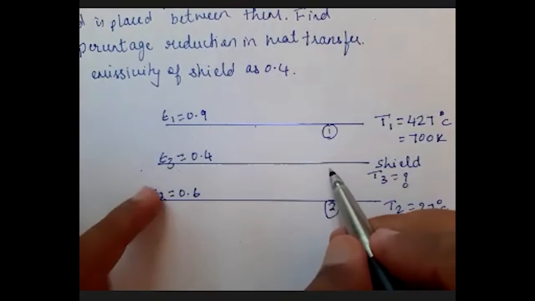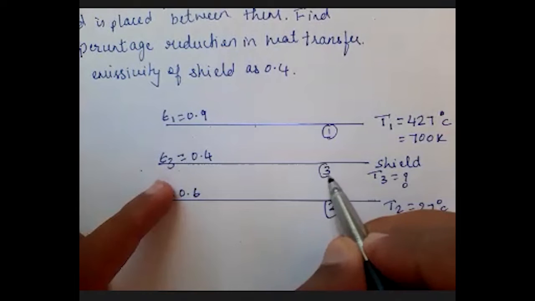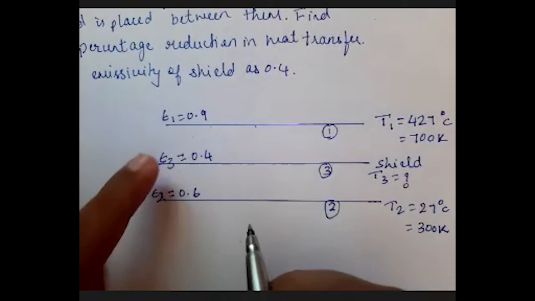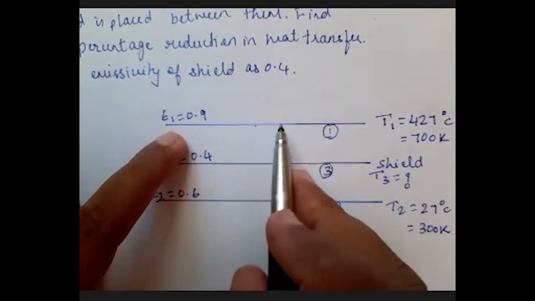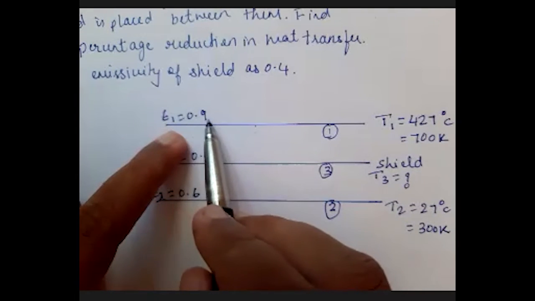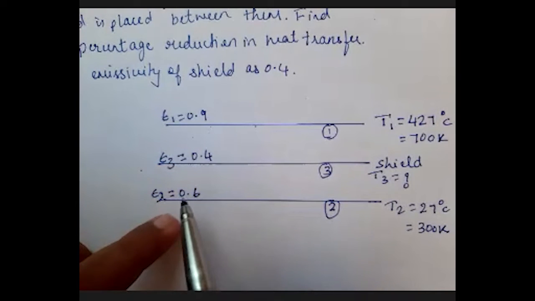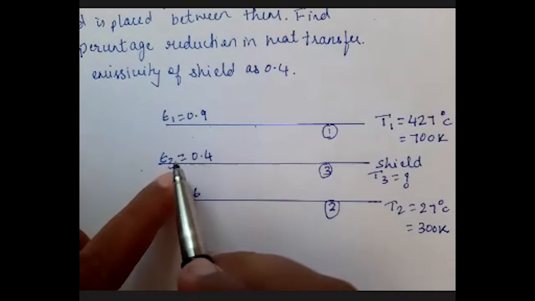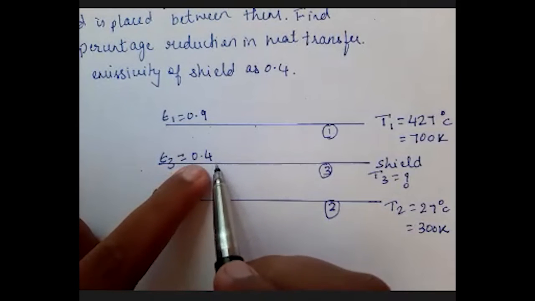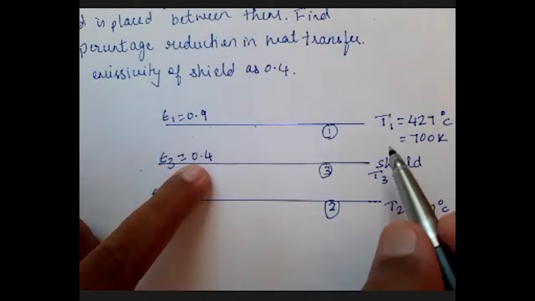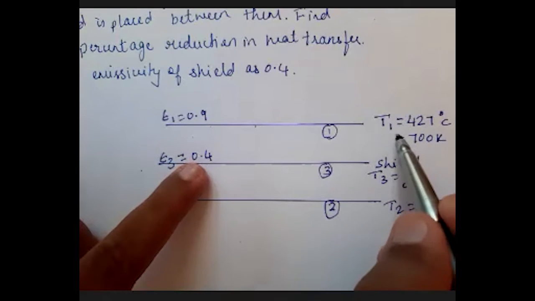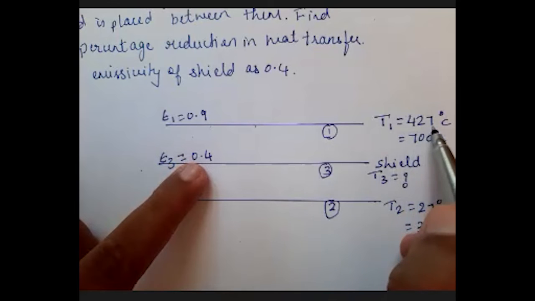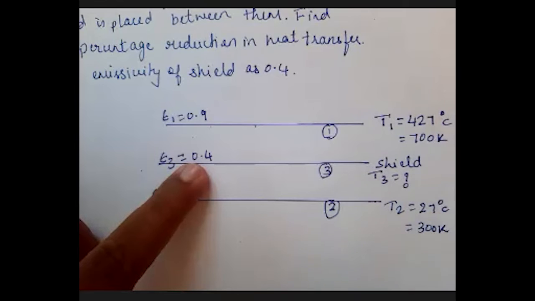And this is my shield, which I take as surface 3. The emissivity given in the problem for surface 1 is 0.9. Emissivity for surface 2 is 0.6. Emissivity for surface 3 is 0.4. The temperature of surface 1 given in the problem is 427 degrees Celsius, which is nothing but 700 Kelvin.